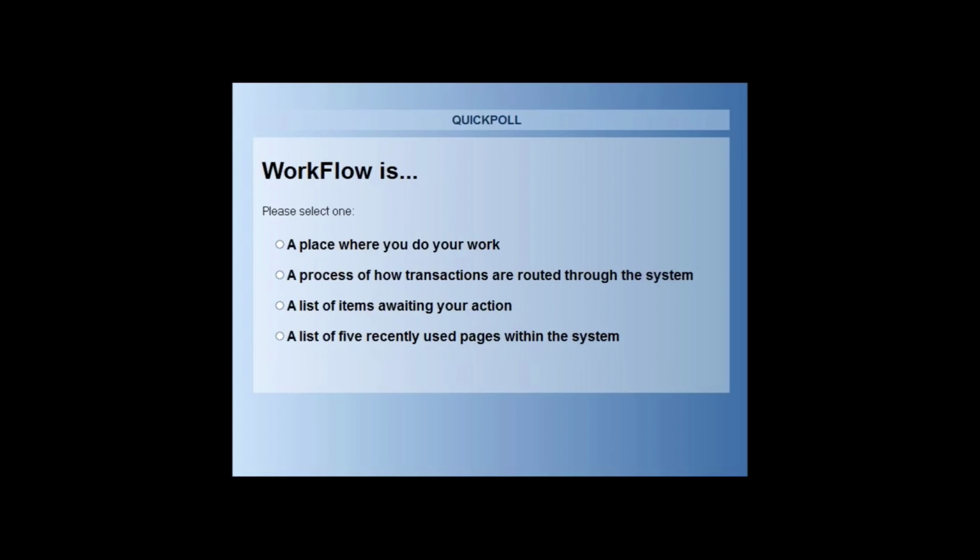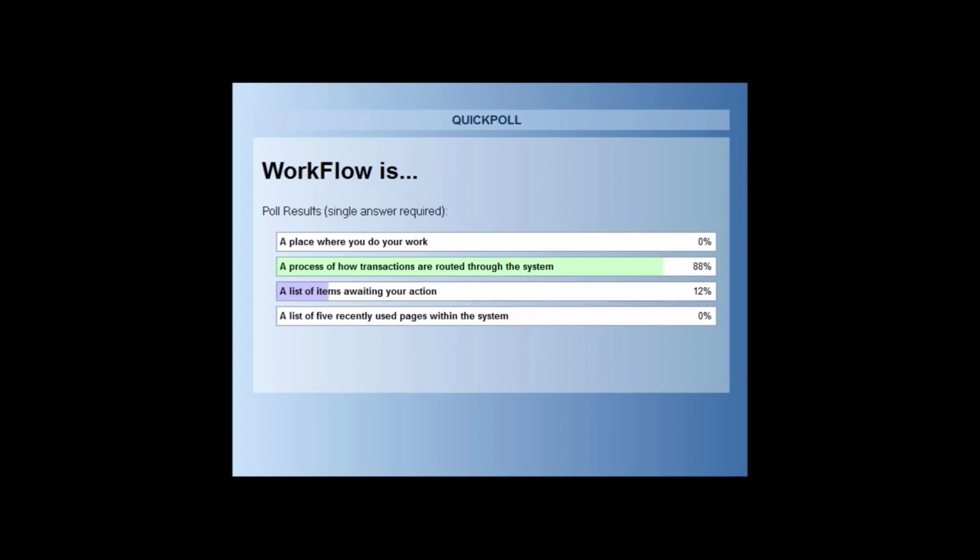And that's what's the definition of workflow? About 75% have voted. I'll give you guys 5 more seconds. All right, let's take a look at what you guys answered here. So 88% of you got this right. Workflow is a process of how transactions are routed through the system. And a couple of you chose a list of items awaiting your action. Let's move on to the final quiz question here.